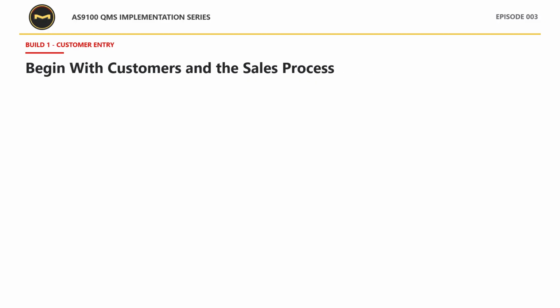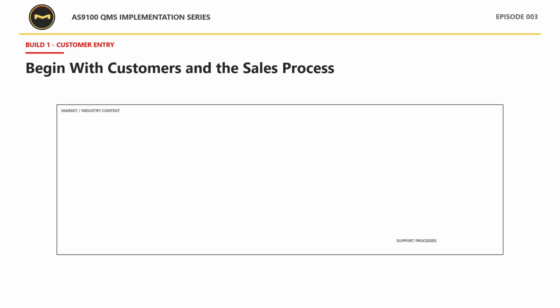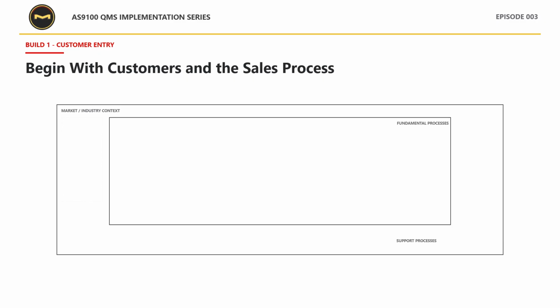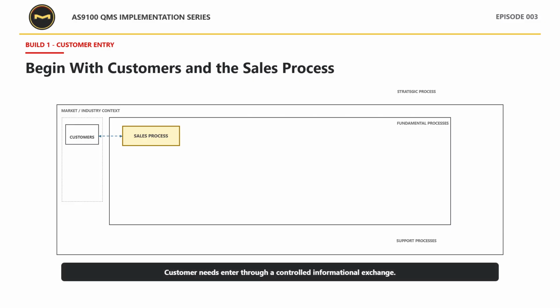With the structure fixed, begin with the left side customer and add the sales process. Connect them with one thin, dashed, double-headed line. This controlled exchange carries needs, questions, clarifications, quotations, commitments, and customer decisions into the company.